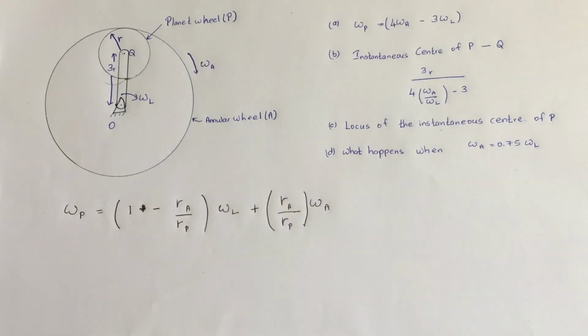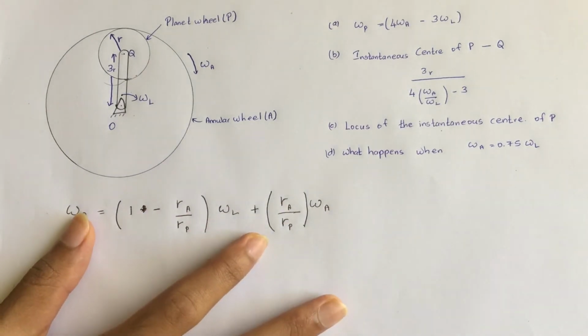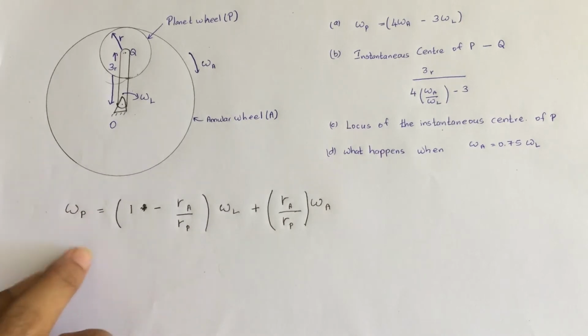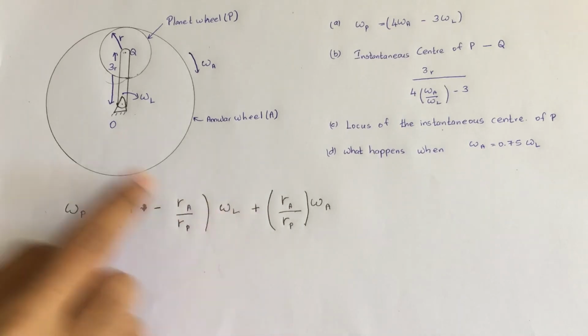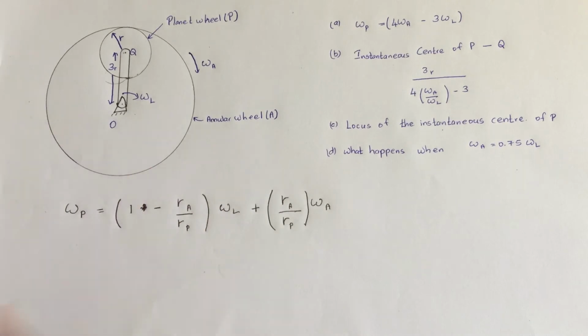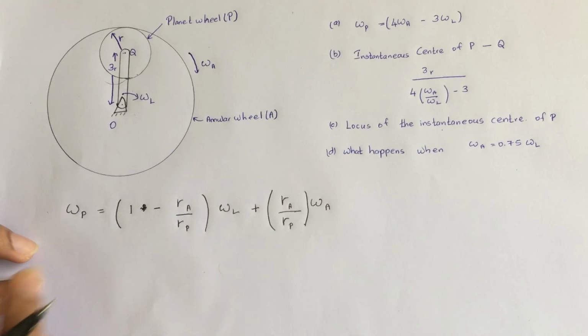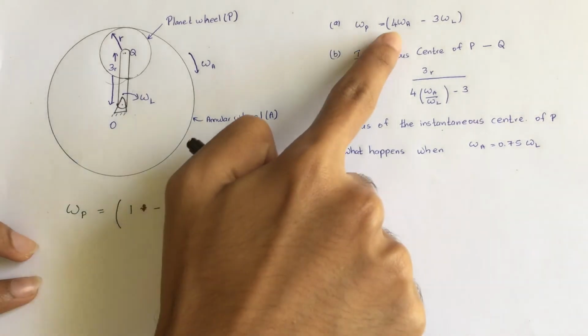So please remember this equation, and you need to use it when both of these are in the same direction, either clockwise or anti-clockwise. If one is rotating in the opposite direction, you need to use a minus sign here. For example, if the omega L is on the left-hand side, anti-clockwise, you need to use a minus sign here. So here we are going to directly substitute, but the answer is given in terms of omega A and omega L.